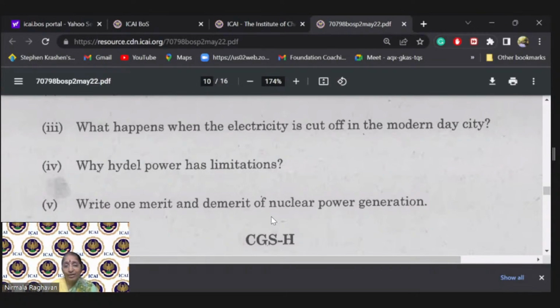Write one merit and demerit of nuclear power generation. The disposing of atomic waste is a big headache. The merit is that it is pollution free for usage. Okay, so that's the way you decide to write your answers. That's the way you read. Even if there are words that are a bit difficult that you have not read before, you must be able to figure out what the meaning is by looking at the content. What does it mean? And then fix your answers.